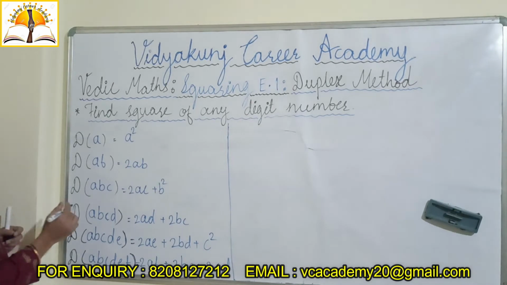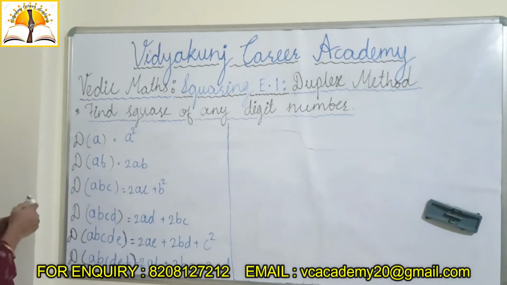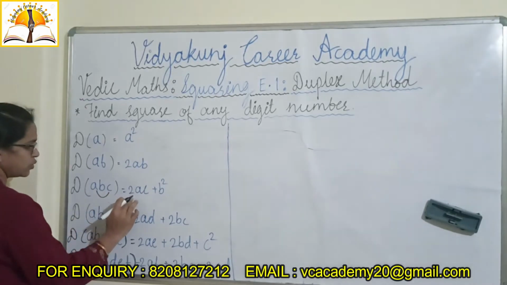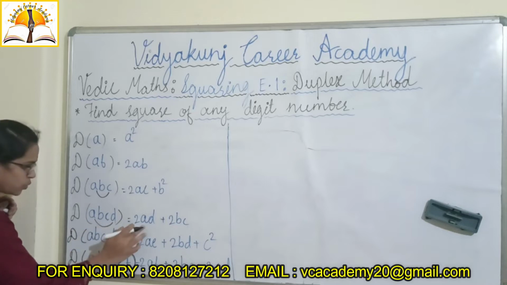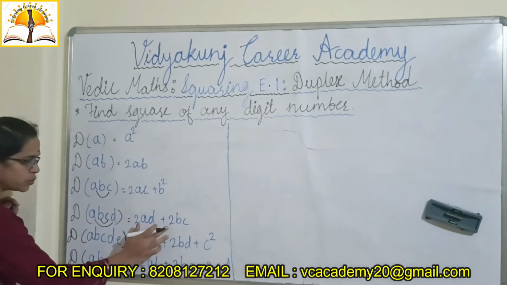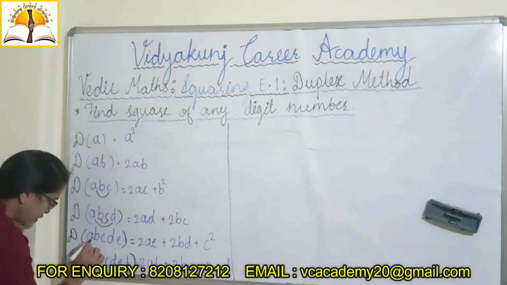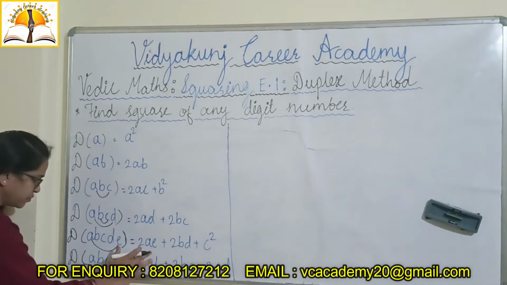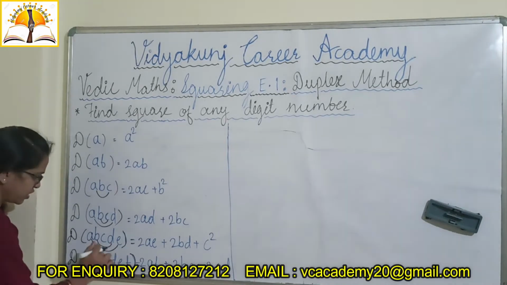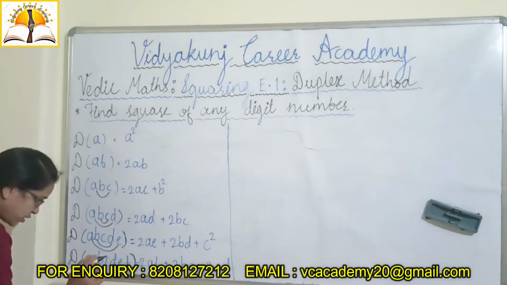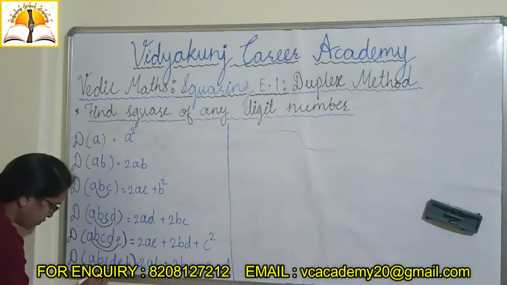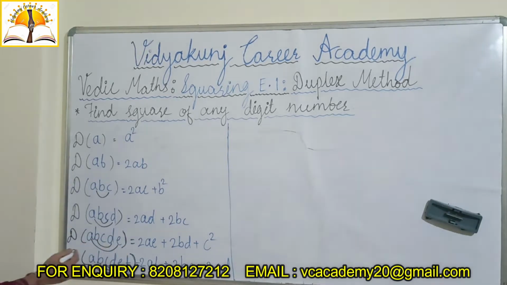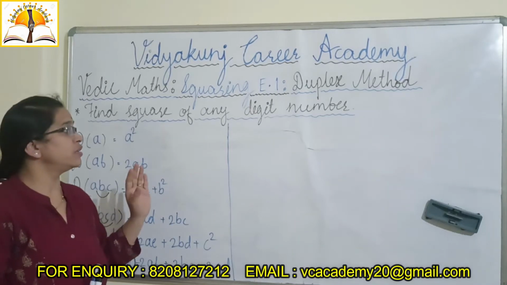Now see here this formation, how they have formed this rule. See here, 2ac, b square. Yes. Now here 2ad, 2cb. Okay. Now here also see, 2ae, 2bd and the remaining square, c square, 2af, 2be, 2cd. Got it here? You can use this method for any digit number.